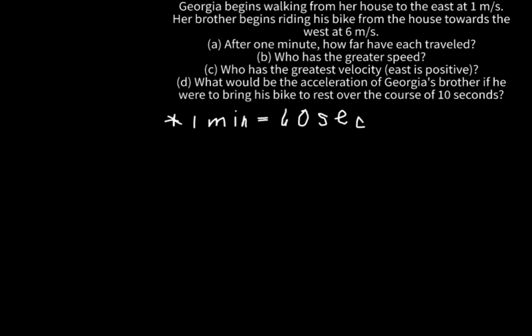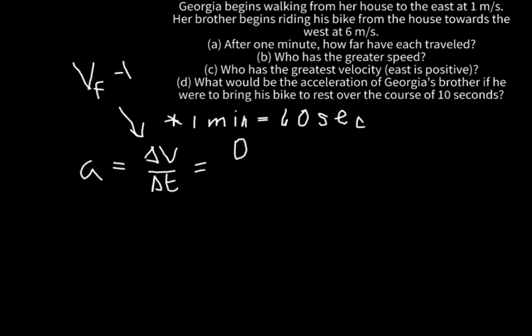And the final part to this question asks what would be the acceleration of Georgia's brother if he were to bring his bike to rest over the course of 10 seconds. So remember that acceleration equals the change in velocity over the given time interval. And this is velocity, so we're concerned about direction. So Georgia's brother's final velocity is going to be 0 meters per second, because remember this delta symbol means you take your final quantity and you subtract your initial quantity.